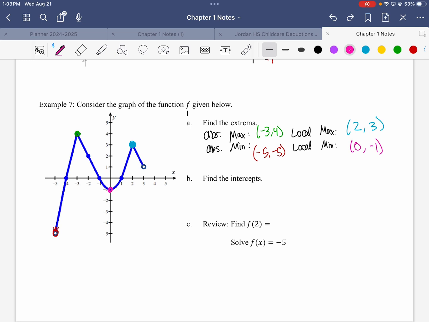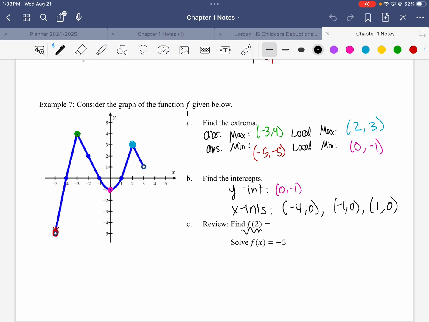Okay. All right, find the intercepts. What's the y-intercept? 0, negative 1, good. What are the x-intercepts? Negative 1, 0. Good, negative 1, 0 is one of them. What else? All of those. Remember, there's only ever going to be one y-intercept, but there can be infinite numbers of x-intercepts, as long as it's a function. Yep. Okay. So now help me find f of 2.